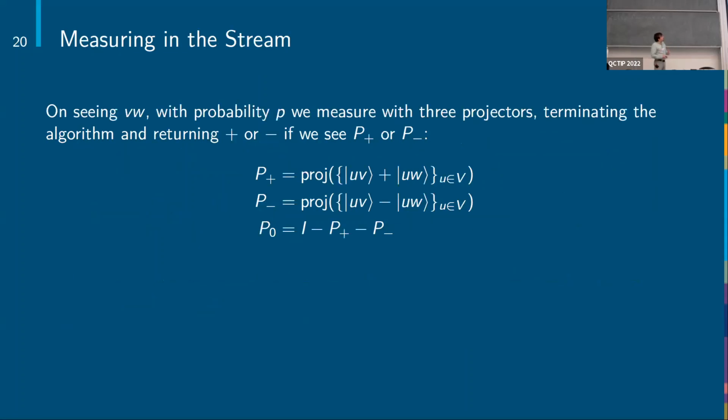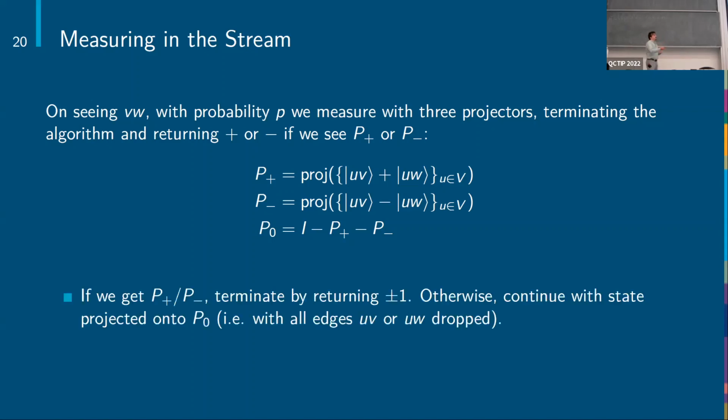When you see an edge VW, and remember, because we were doing the subsampling, we're only going to use each edge to measure with probability P, where I'll explain in a bit what P means. So for each edge VW, if you choose to measure with it, you construct 3 projectors: a plus projector, a minus projector, and an everything else projector. The plus projector is onto UV plus UW for every vertex U. Minus is onto UV minus UW for every vertex U. P0 is onto everything else. Then we measure with these 3 projectors. If we get the plus or the minus, we terminate and report either plus or minus 1. Otherwise, we just keep on going.